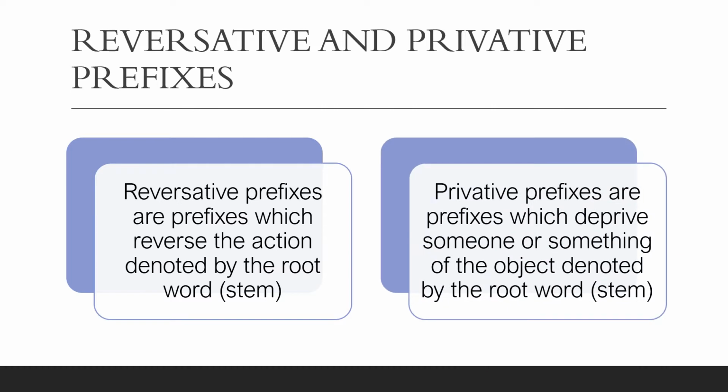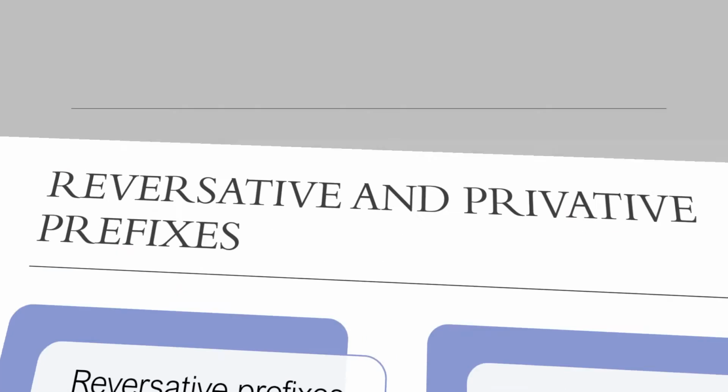And then privative prefixes are prefixes which deprive someone or something of the object denoted by the root word. For example, unseat. So unseat deprives someone from the seat which he already has. So that is the difference between privative and reversative prefixes. Reversative just reverses the action done by the root word, and in a privative prefix we are depriving someone of something which he already has. So here are some examples for reversative and privative prefixes.